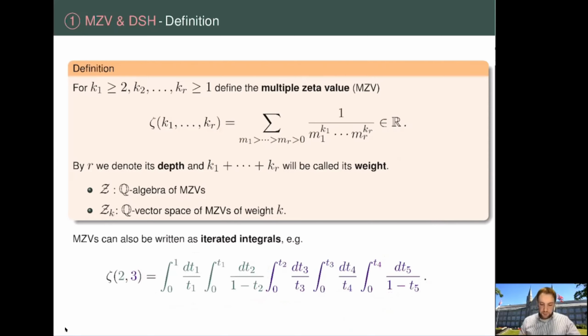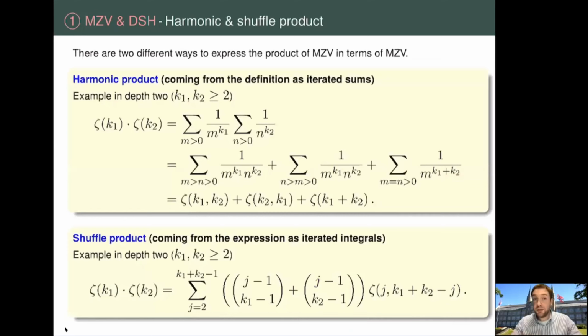Okay, so these two representations then give us two different expressions for the product of these numbers. The first one is called the harmonic product, or sometimes also called the Stuffle product. I saw on the seminar page that there were some talks on quasi-shuffle products, and this harmonic product is an example of a so-called quasi-shuffle product. This comes from the definition as this iterated sum.